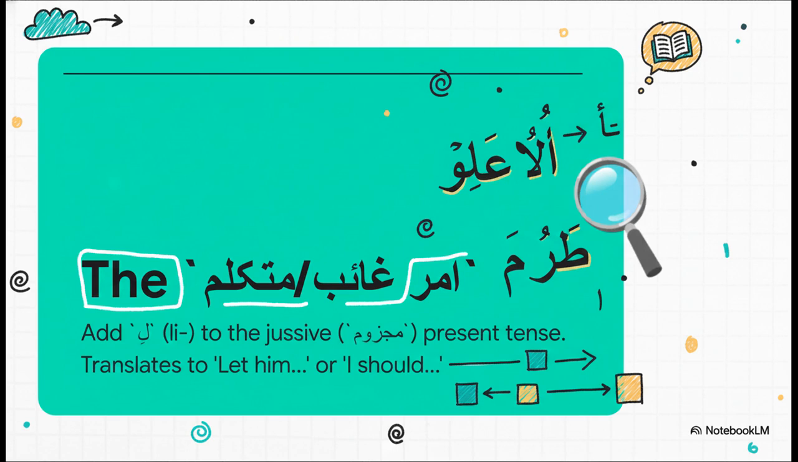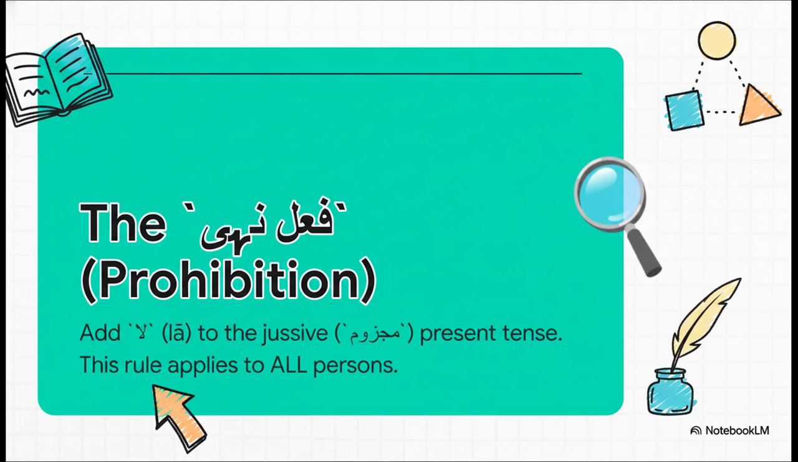It's that straightforward. And what about the negative command? Telling someone not to do something. The rule for this is maybe even simpler, and it's super powerful. You just add la before the jussive form. And the best part, this works for absolutely everyone. First person, second person, third person, it doesn't matter. La taf'al. Don't do it.